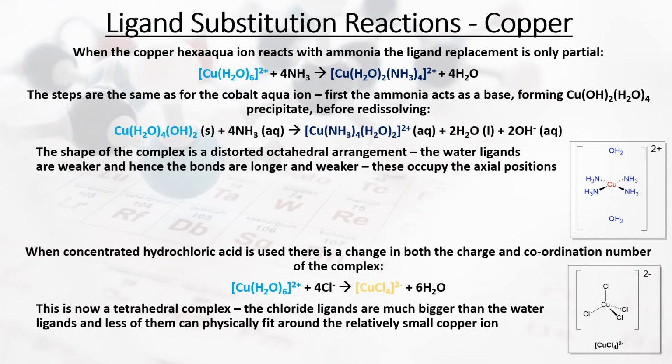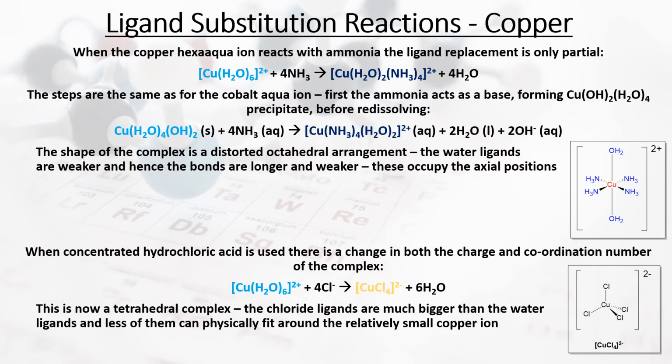So the next type to think about is we can consider some ligand substitution reactions happening with copper. Now, when the copper hexaaqua ion reacts with ammonia, rather than the ligand substitution being full, as we saw in the previous example where all 6 water molecules were replaced by the ammonia ligands, for copper, we actually only replace 4 of the water molecules. We have a partial ligand replacement.